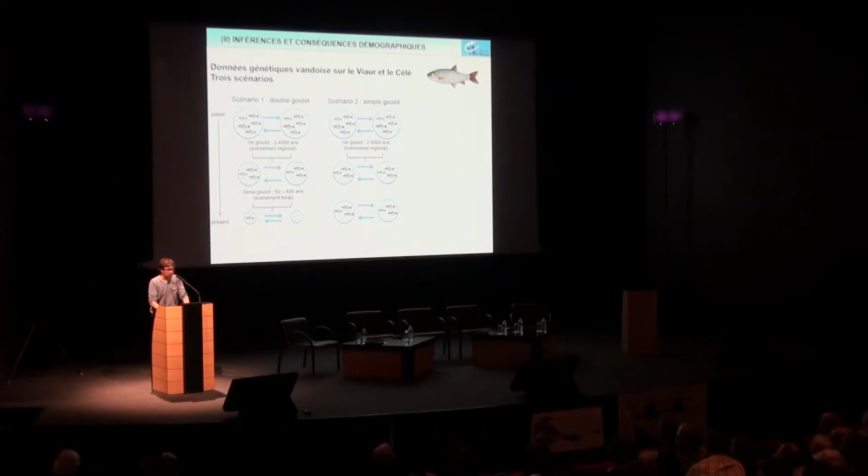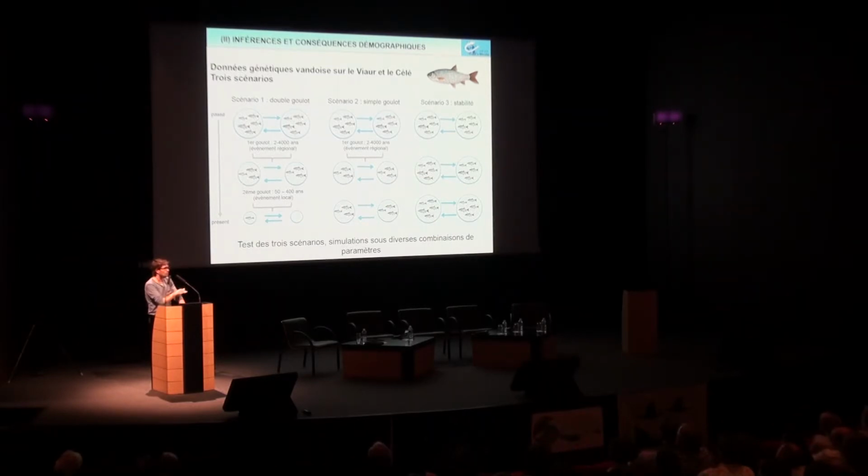The second scenario is the same, except that we only have one bottleneck. The fragmentation that could have taken place due to recent dams has no influence on our population. The third scenario, the control scenario, considers that the populations haven't changed and that they are steady in time. So we realize simulations for each scenario and each river.